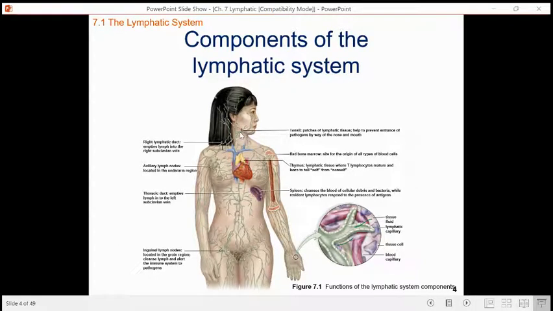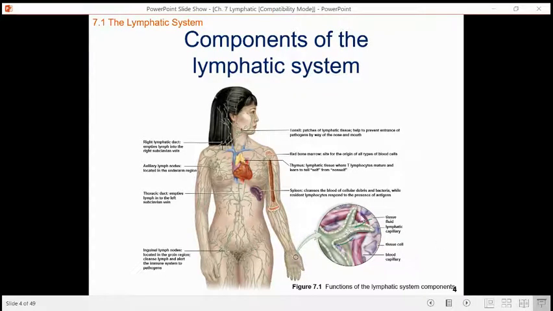We have tonsils, which have patches of lymphatic tissue that help prevent entrance of pathogens by way of the nose and the mouth. The red bone marrow, which is the origin of all blood cells, including the white blood cells. The thymus, where we allow for lymphocytes to mature. We have the spleen, which cleanses the blood of cellular debris and bacteria. It also has some resident lymphocytes that help respond to antigens.